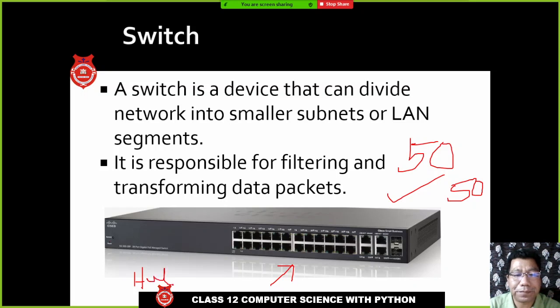If you have 100 mbps in a hub, and it is shared by 5 computers, each computer will get 20 mbps. Even though the other computers are not switched on, one computer cannot get more than 20 mbps. That's not the case with a switch. In a switch, if only one computer is working, it will utilize the full speed. I hope it's clear.